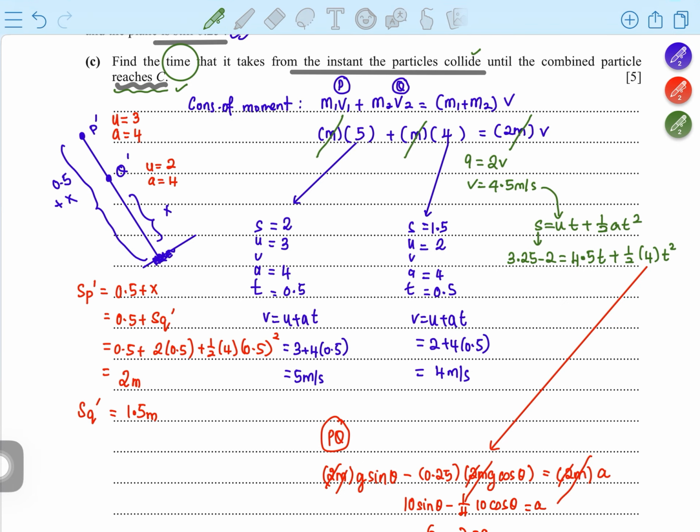So when we solve this, what do we get? 1.25 equals 4.5t plus 2t squared. You input this into the calculator, you will get 0.25 seconds.